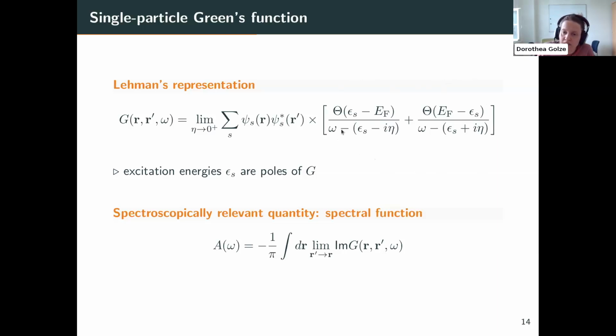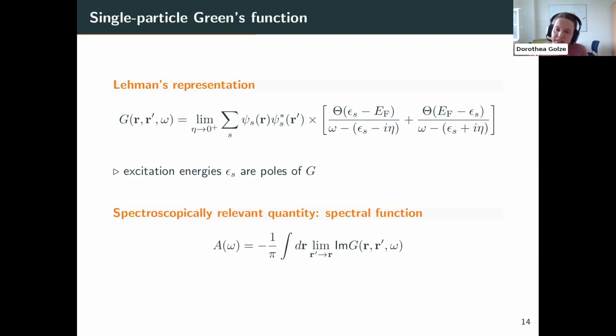Now interesting, what you can see here, let's look at the denominator. We have here eta, which is a small infinitesimal. And you see that the poles of this function correspond to these excitation energies epsilon_s. That means if omega equals epsilon_s, we divide by 0. That's a pole, a so-called singularity. So we directly have the excitation energies defined in the method, which is not the case in DFT, just as a hint.